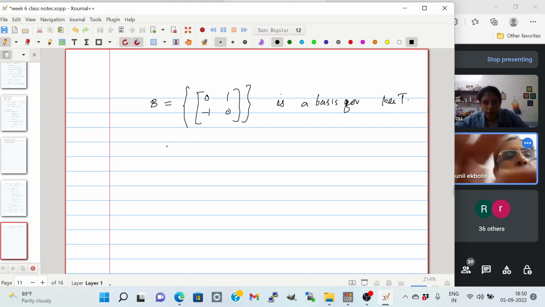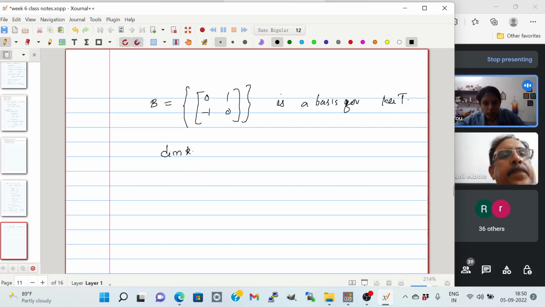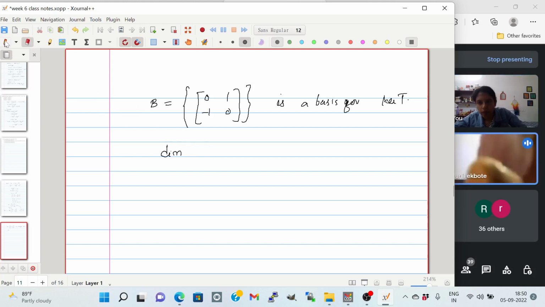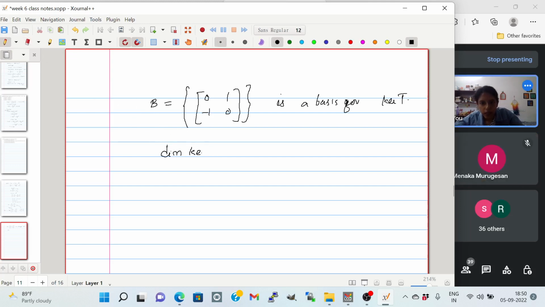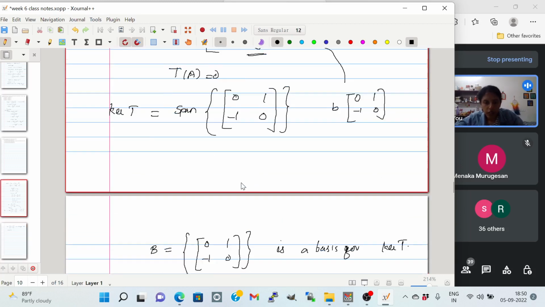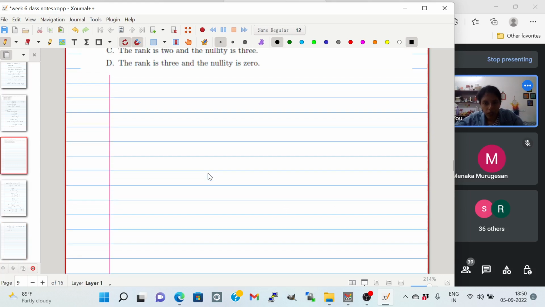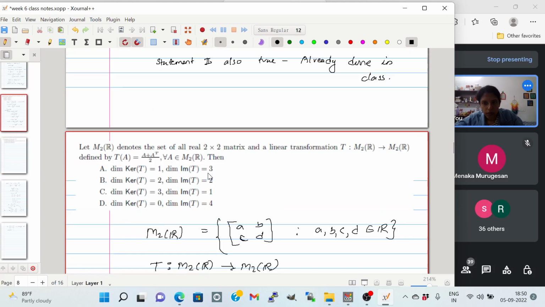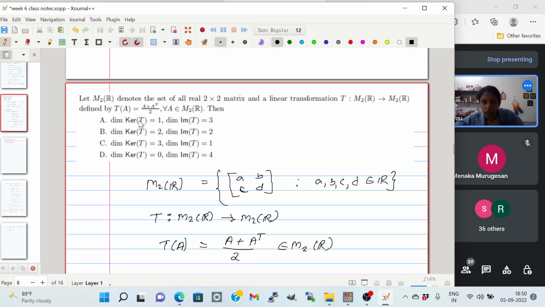Then what will be the dimension of kernel of T? 1. Right, dimension of kernel of T is 1. So we got the dimension of kernel of T. Here dimension of kernel of T is 1.